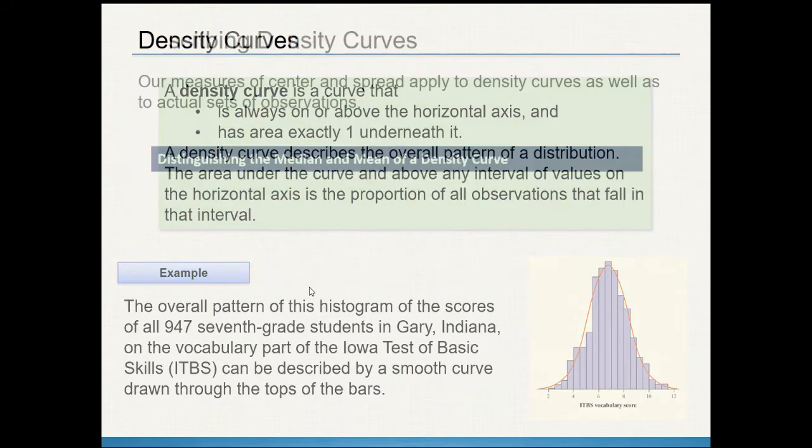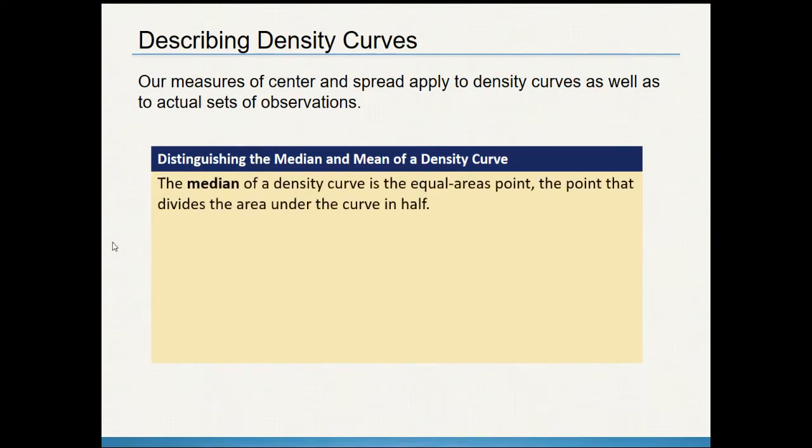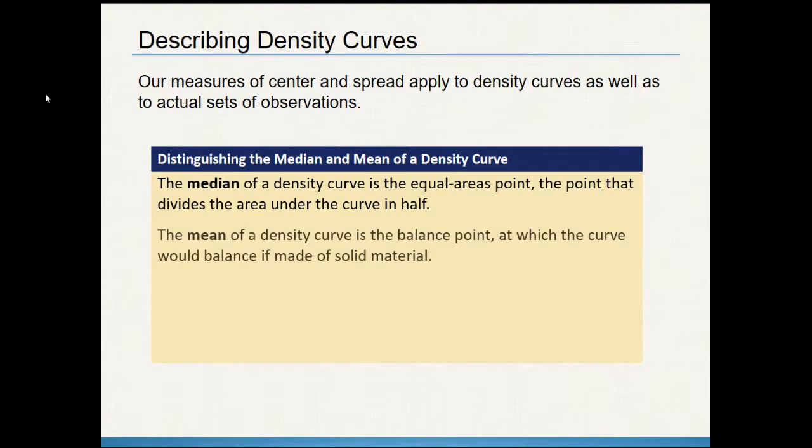All right, our measures of center and spread apply to density curves as well as to actual sets of observations. The median of the density curve is the equal areas point. Basically, it's the point that's going to divide the area under that curve in half. Wherever that is, if I take a line down from that point along the curve to the x-axis, I get an equal area on either side. The mean, though, is the balance point. That's the point at which the curve would balance if made of solid material. So if that curve was made of solid material, that's the balancing point.